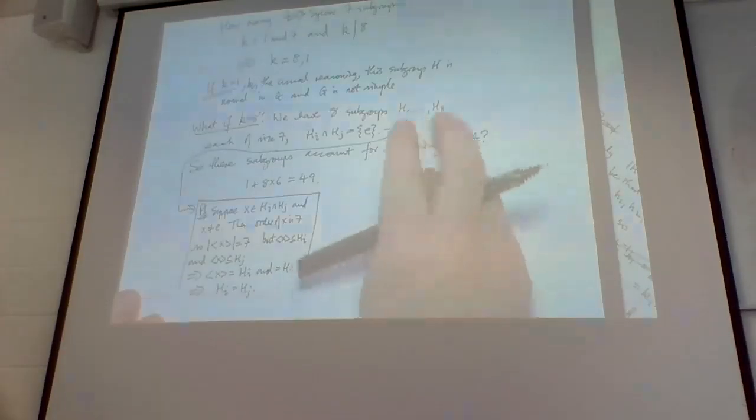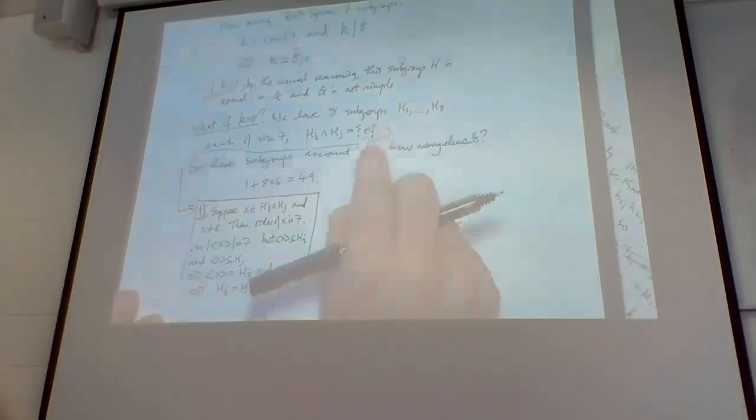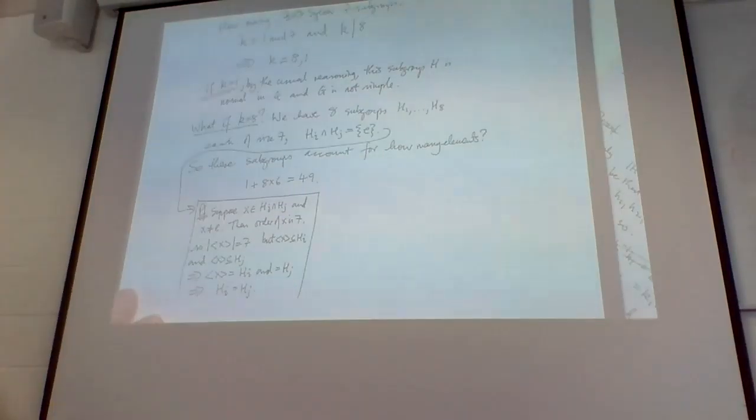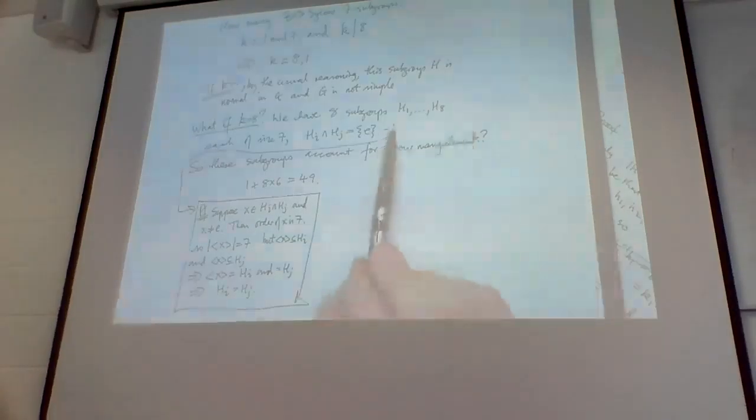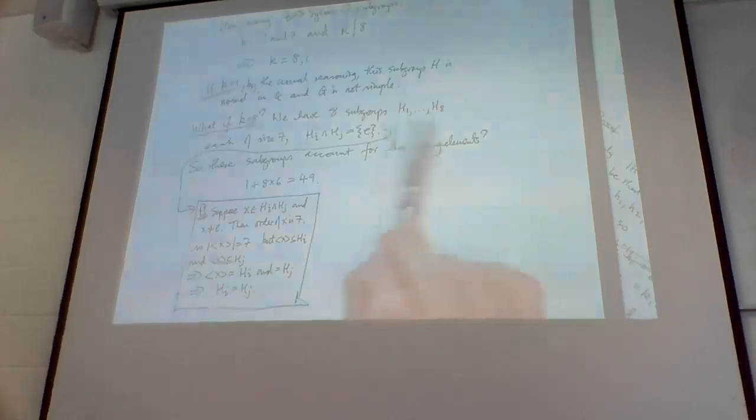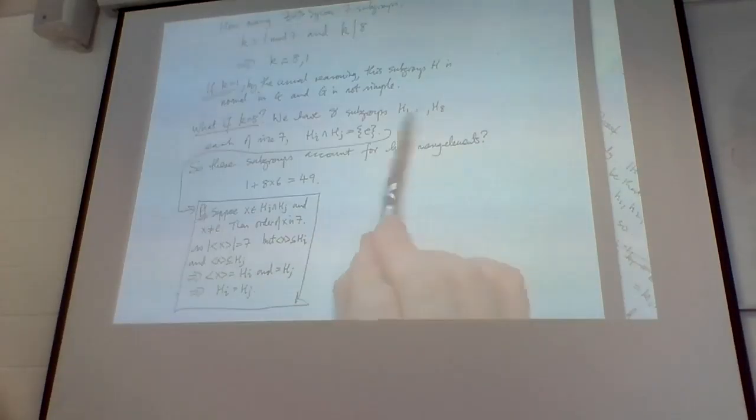So if you take two different ones, they can't be equal. So the intersection must only be trivial. Can you see that? Yeah. Thank you. So now that we know that they all have trivial pairwise intersections, how many elements are accounted for?